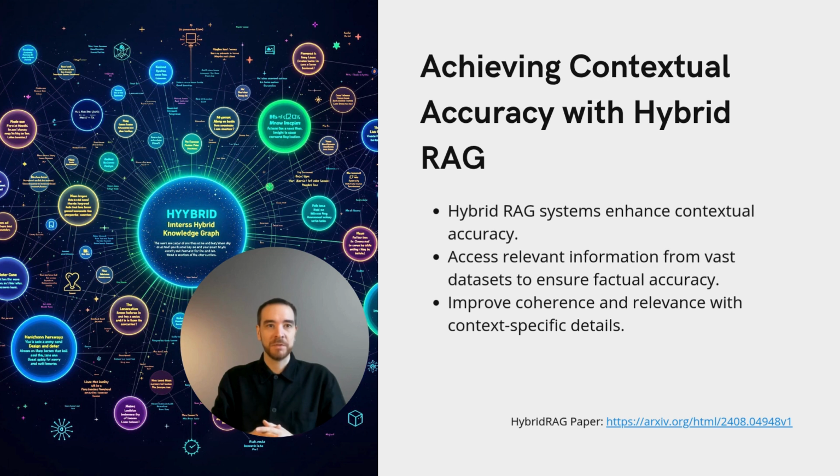By combining retrieval-based methods with generative models, hybrid RAG systems enhance contextual accuracy. This integration allows the system to access relevant information from vast datasets, ensuring the generated text is factually accurate and coherent. By retrieving pertinent documents before generating responses, these systems provide context-specific details that standalone generative models might overlook.